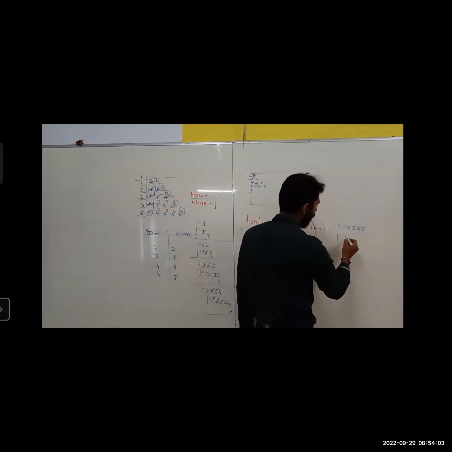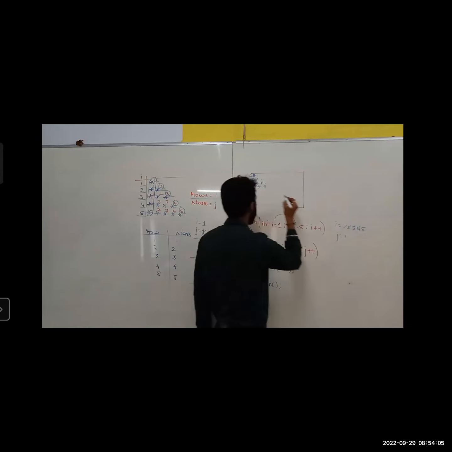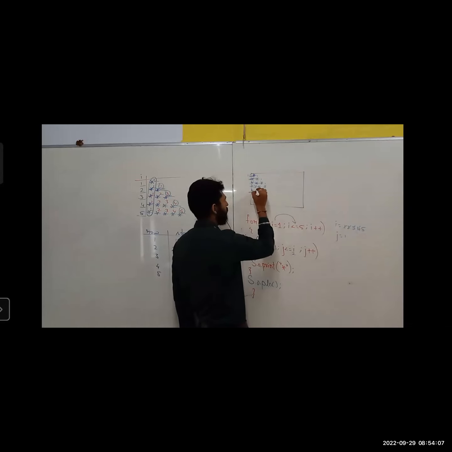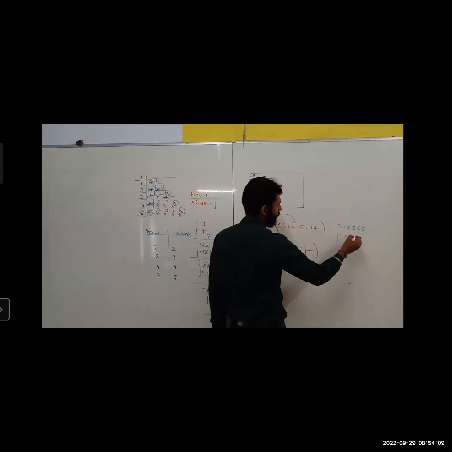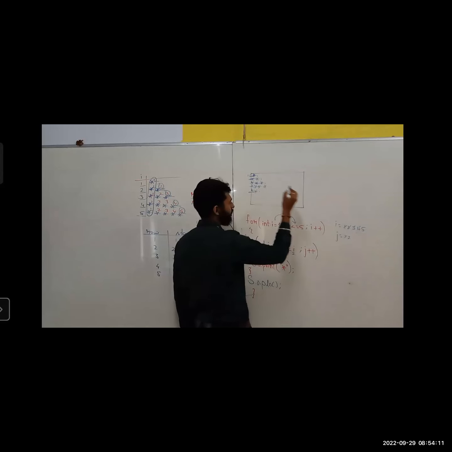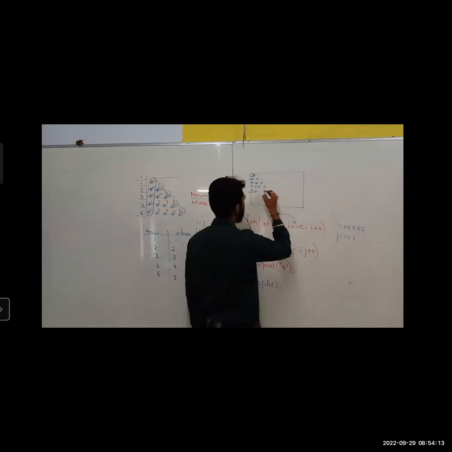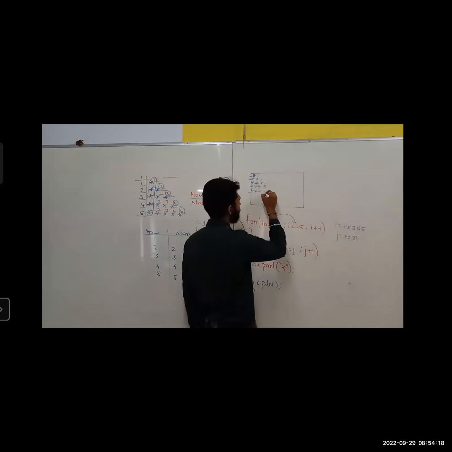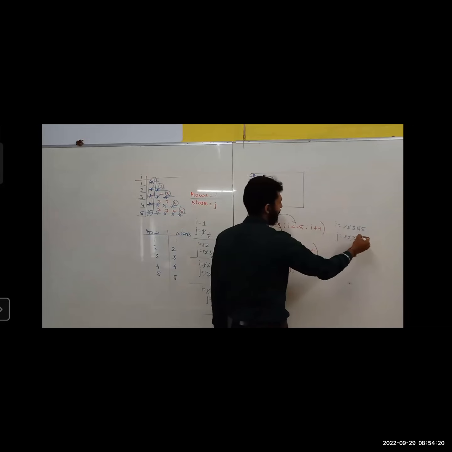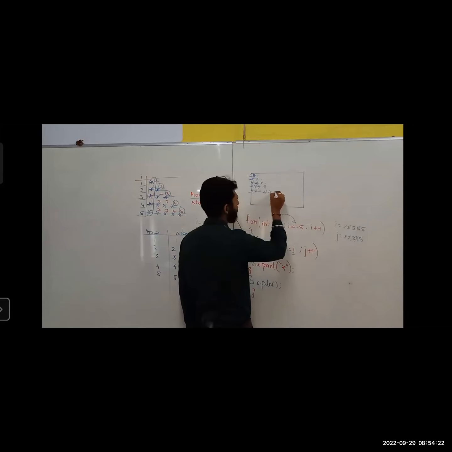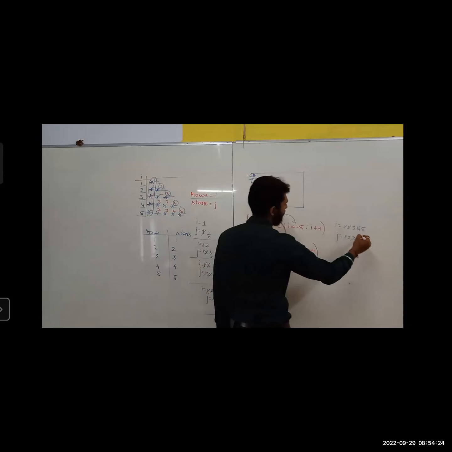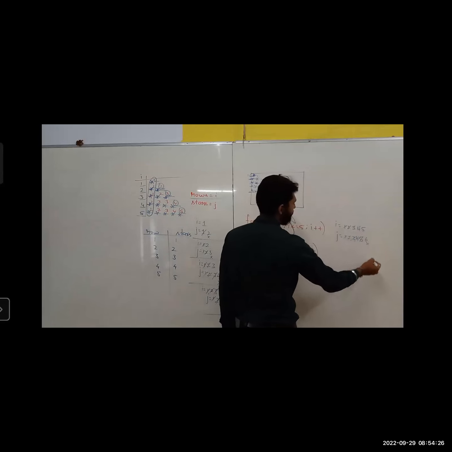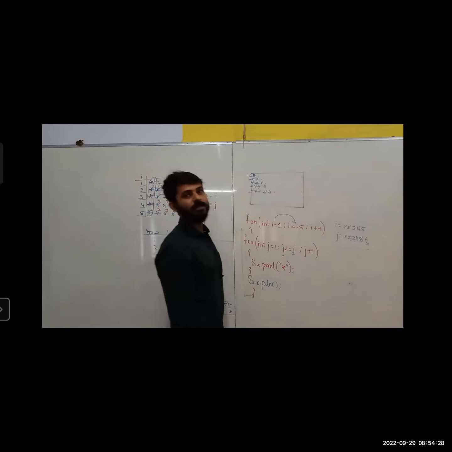1 less than or equal to how much? 5. Yes. Then print it. Go to the next position. 2. True. 3. True. 4. True. 5. True. Is it done? No, sir. False. False. Sir, all the work is done, sir.